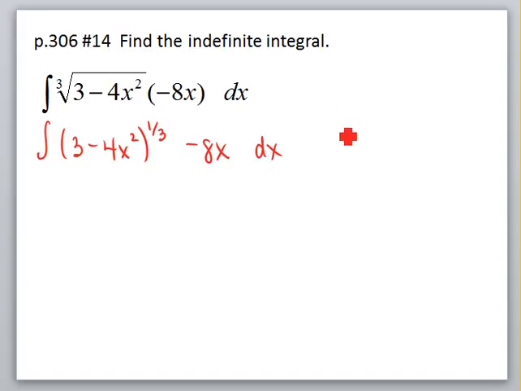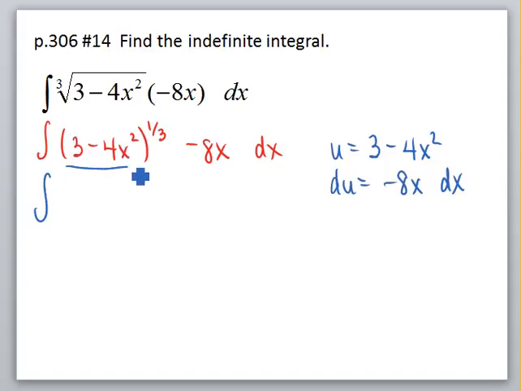Now I told you when you make your u statement, you're typically going to pick what's inside the parentheses. So I'm going to try 3 minus 4x squared. When you take the derivative of this, you hopefully get something that was left over here, which is exactly what we got. I called this u, so I'll write u to the 1/3. And then I got exactly what I needed. Look how those two things match up exactly. So I get this.